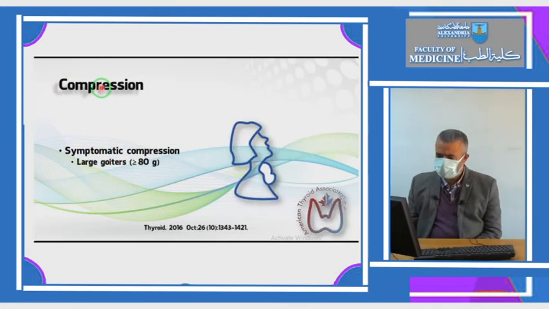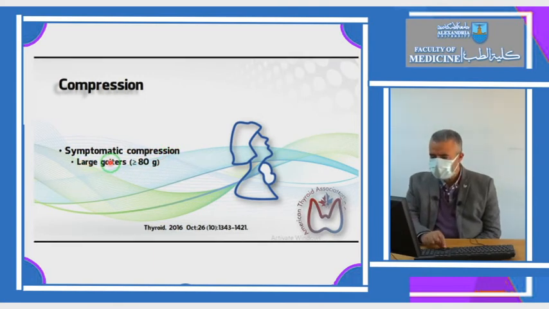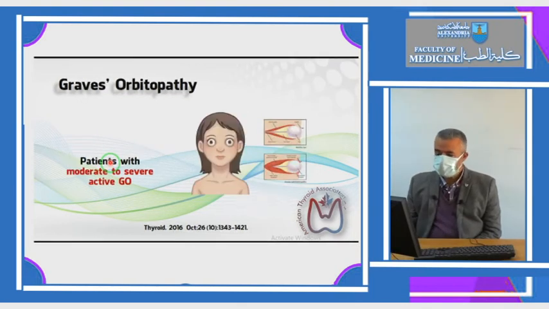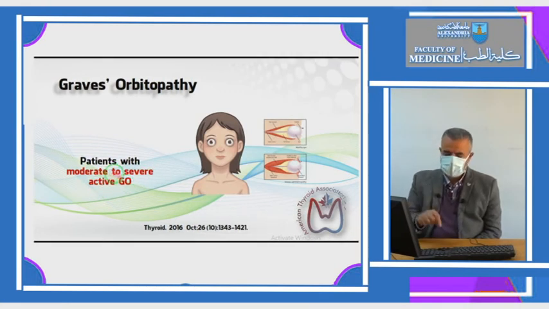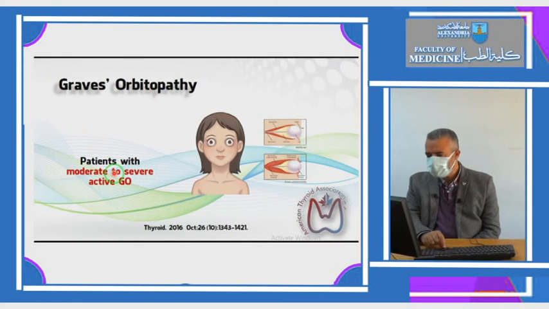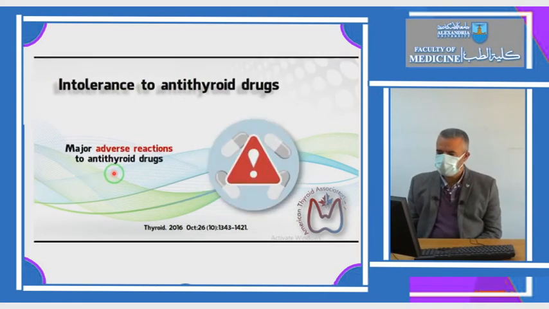The presence of compression, the symptomatic compression, which usually occurs in those who have large goiters greater than 80 grams in weight. The presence of moderate to severe active Graves' ophthalmopathy, because in such cases radioactive iodine ablation would be contraindicated.